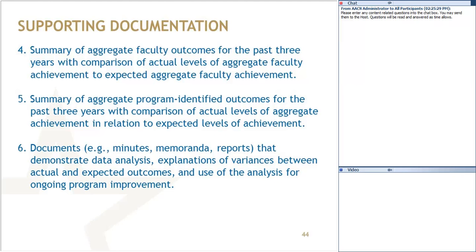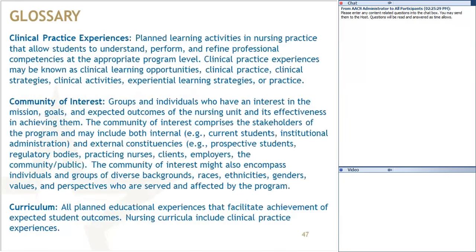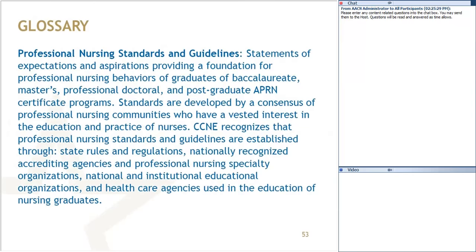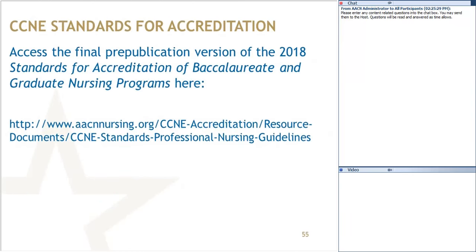I just want to let our participants know, and I'm going to be flipping through the slides as I'm talking, that slides 45 through 54 are simply our glossary, and I really encourage you, if there is something that you don't understand when you're going through the CCNE standards, take a minute and flip to the glossary. You might find that there's an explanation there that helps you out. As I mentioned at the top of the last hour, the final pre-publication version of the 2018 standards is available on the CCNE website, and for chief nurse administrators and on-site evaluators in the CCNE online community.